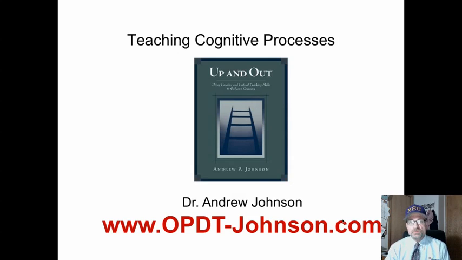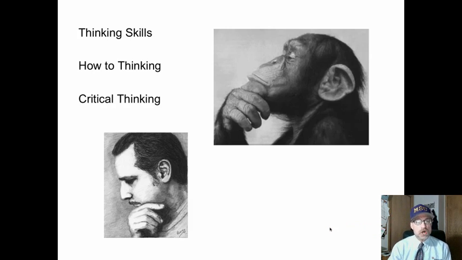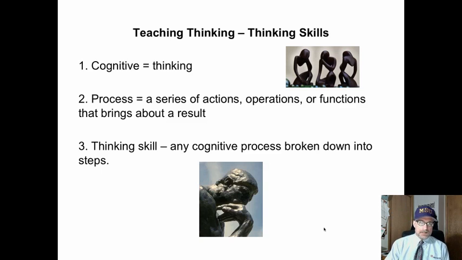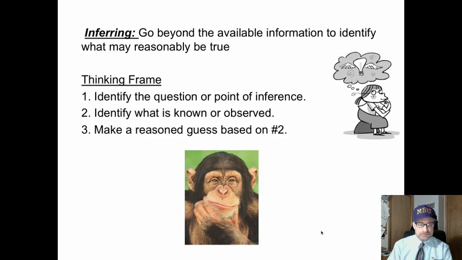Good morning, Andy Johnson. We are talking about teaching cognitive processes, thinking skills, how to think, or critical thinking. And cognition means thinking. Cognitive processes, a process is a series of actions, operations, or functions that bring about a specific result. And they are taught explicitly, thinking skills. So a thinking skill is any cognitive process broken down into steps and taught explicitly.